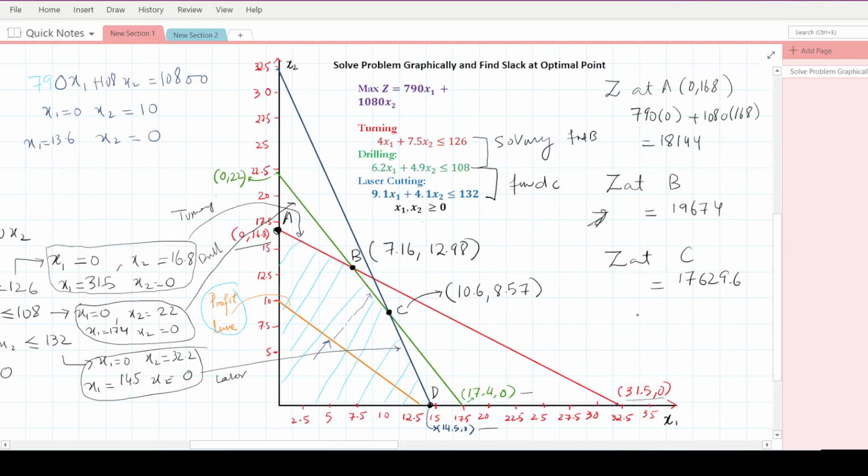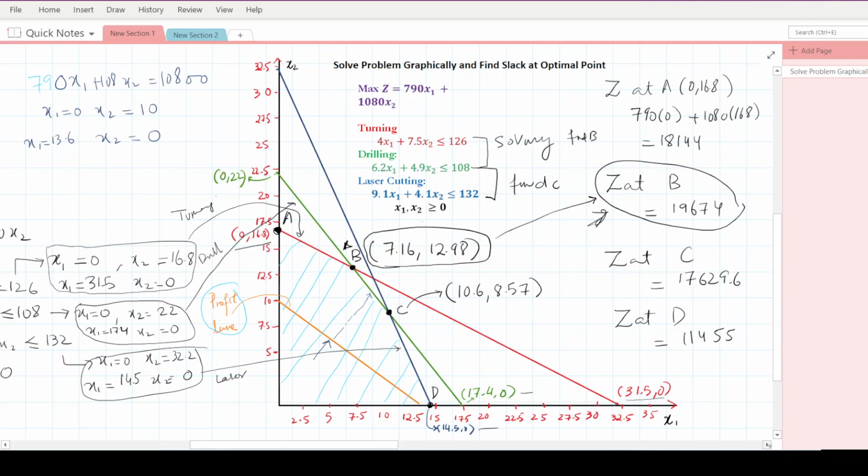And at D I have the value of z equal to 11,455. Now based on these values, as we want to maximize the profit, we can see that point B gives us the maximum point, so we will say that point B is the optimal solution. So this is the graphical method of finding the optimal solution. So point B is the optimal solution.